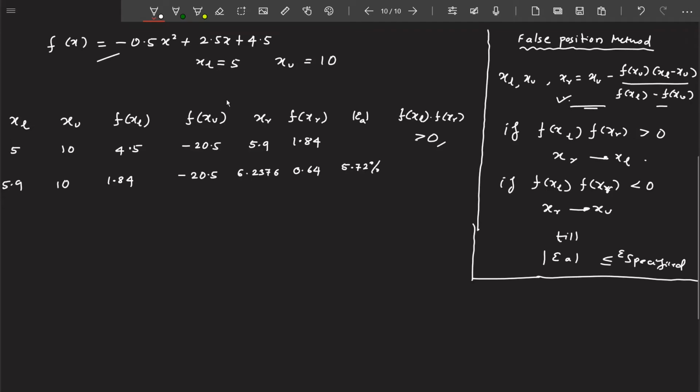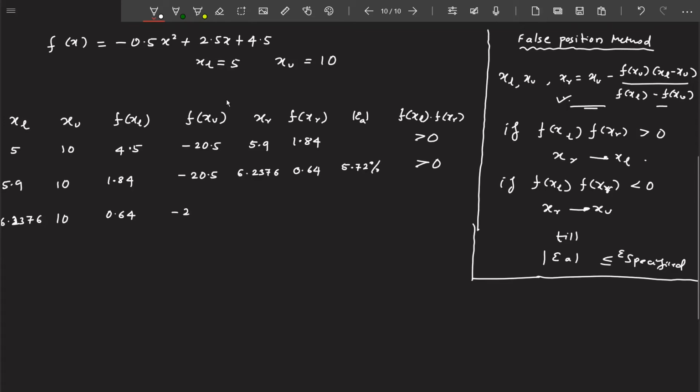But we'll not stop here, because we want the percentage approximate error to be less than 2%. So again we'll move on. Now xl is positive, xr is again positive, so again this is going to be greater than 0. So when it is greater than 0, for the next iteration your xl will be replaced by your xr. So this becomes 6.2376. This will be the same. This will be 7. And this is going to be 0.64. Just copy it from here.